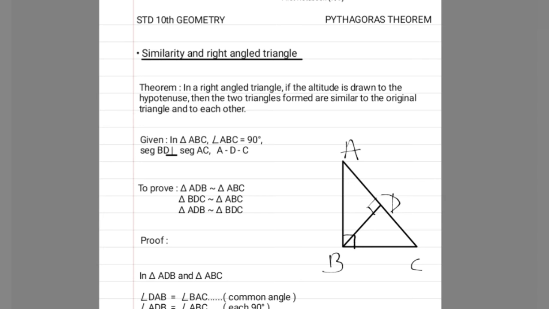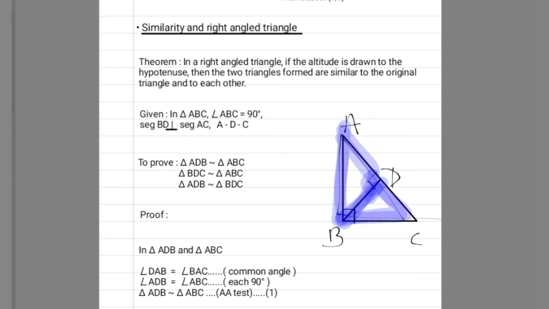So according to the statement, if in a right angle triangle, this one, we draw a perpendicular line from the 90 degree vertex to the hypotenuse, then this triangle formed and this triangle formed are similar to each other, and they are similar to the bigger triangle, that is ABC. This is what we have to prove, and for that let's see what is given.